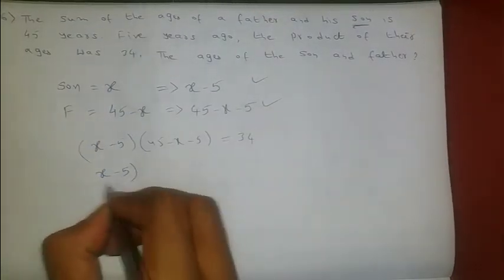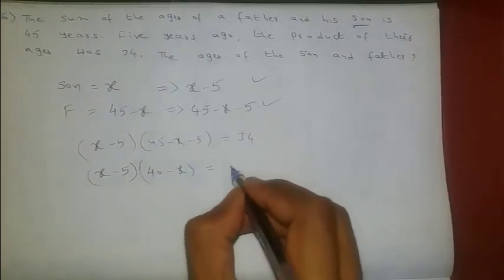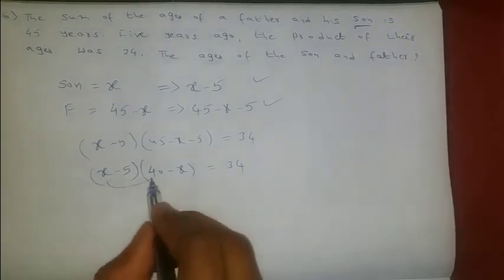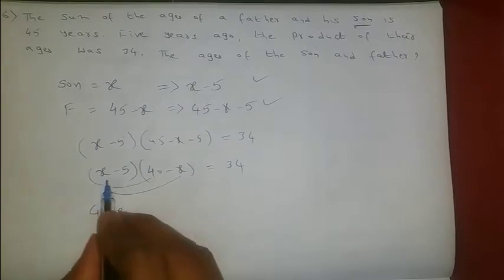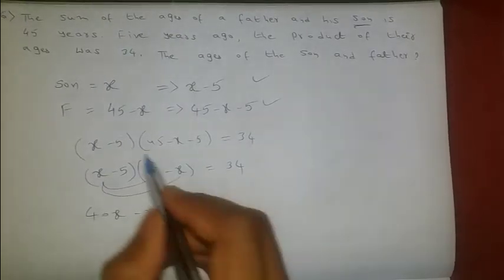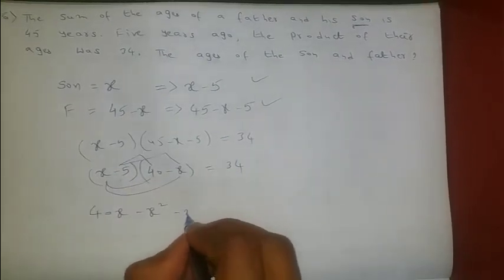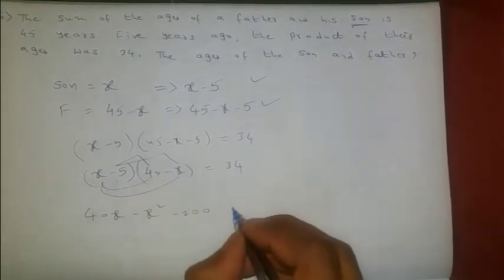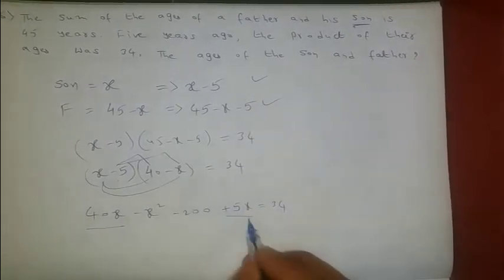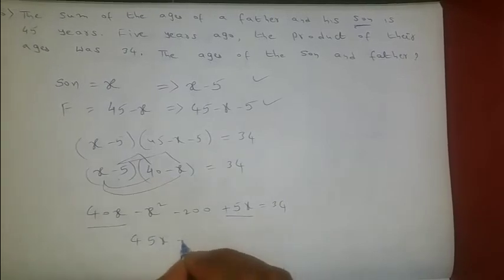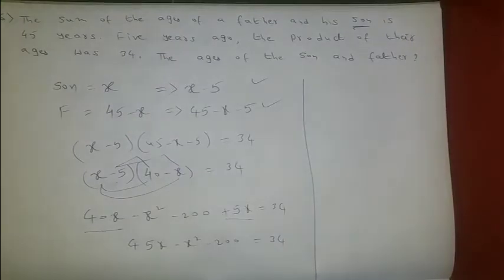x minus 5 as it is, times 45 minus 5, that is 40 minus x, is equal to 34. First one into first one, into second one: x into 40 is 40x, x into minus x is minus x square. Second one: minus 5 into 40 is minus 200, minus 5 into minus x is plus 5x, equal to 34. 40x plus 5x is 45x, minus x square, minus 200 is equal to 34.